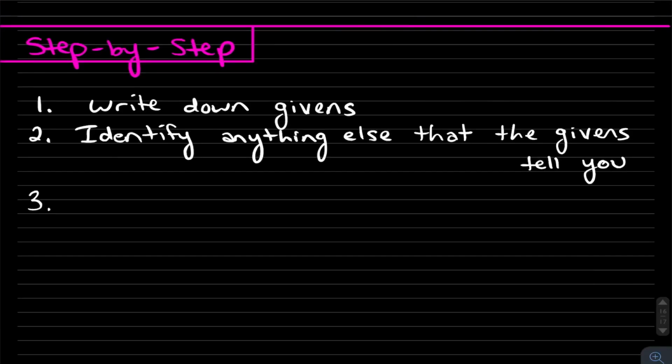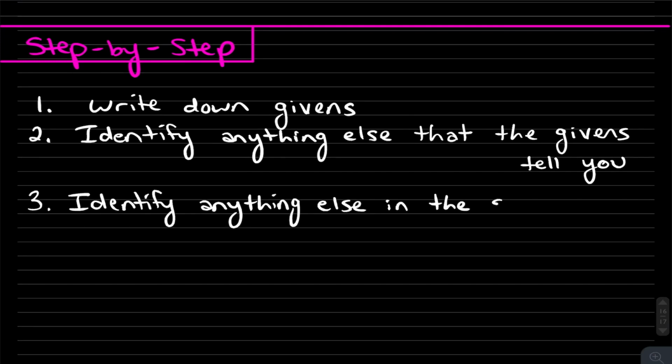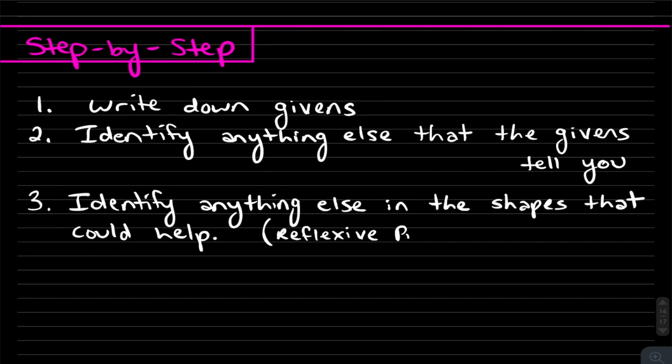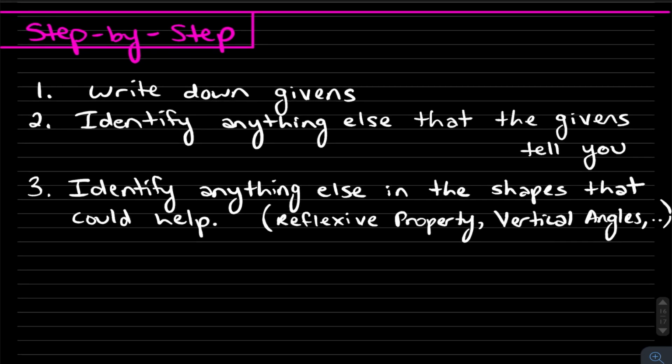So step 3 would be to identify anything else in the triangles or the shapes that could help. Some examples of that are the reflexive property, vertical angles. Those are the main two, to be honest. Those are the real things that you want to look out for, reflexive property and vertical angles. Those are huge. But once you do that, you're ready to prove that two triangles are congruent.